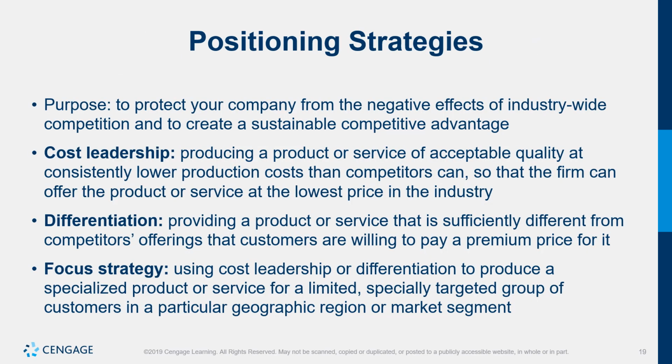After analyzing industry forces, the next step in the industry-level strategy is to protect one's company from negative effects of the industry-wide competition and to create a sustainable competitive advantage. According to Michael Porter, there are three positioning strategies. Cost leader, which is producing a product or service of acceptable quality at consistently lower production costs than competitors can, so that the firm can offer the product or service at the lowest price in the industry.